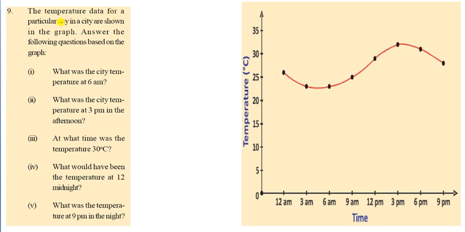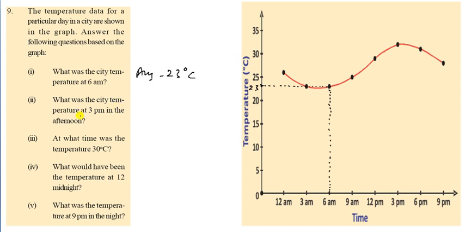The temperature data for a particular day in a city are shown in the graph. Answer the following question. It is given in your graph paper. Now first one, what was the city temperature at 6 am? You can see where is the 6 am. This one is the 6 am. So you can go upward, so you can go very easily. So you can draw on the y-axis. It is between 20 and 25, so it is 23. So you have to write temperature, answer is, it is 23 degrees C.